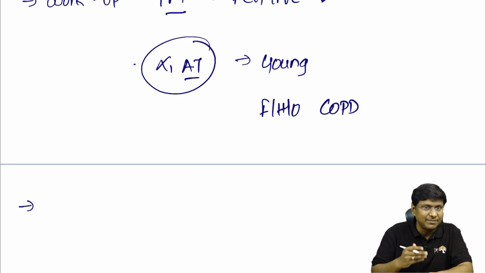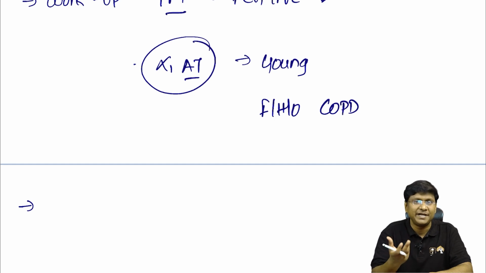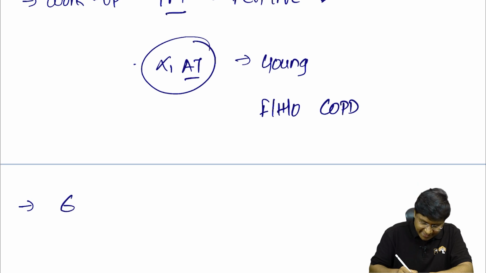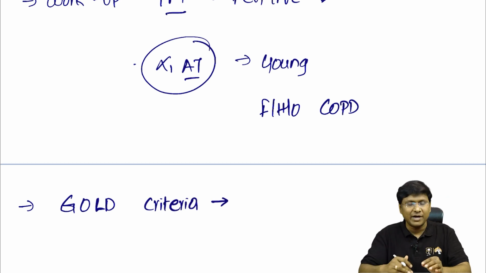Then how will you assess the severity of COPD, and how will you treat patients with COPD? That is by the GOLD criteria, right? So if you take the GOLD criteria, what exactly does it mean?